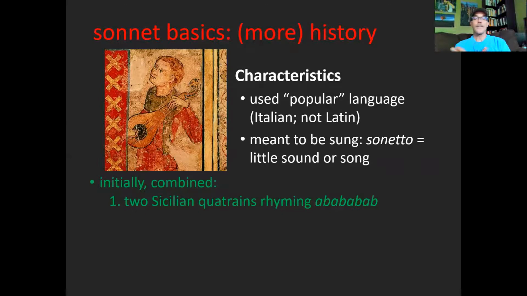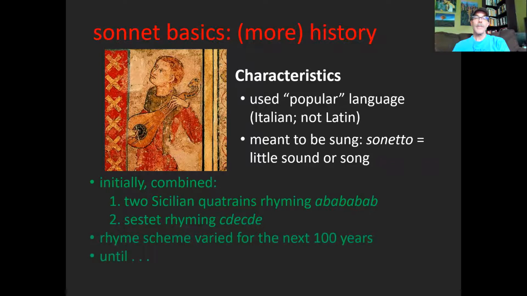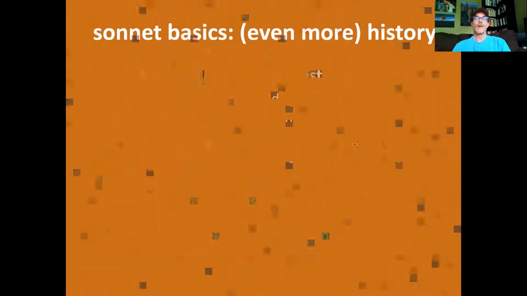We would normally think of those eight lines as an octave, and then the sestet rhyming CDE, CDE. The rhyme scheme then varies for the next roughly 100 years. As we talked about, people that are writing music and dealing with art of all kinds, once introduced to a particular sort of approach, will then write in that way and then start to expand on it. So this is what's happening for about 100 years with this particular form.